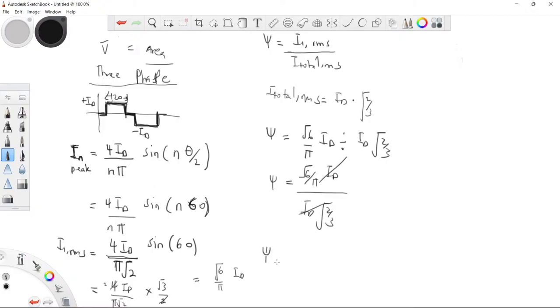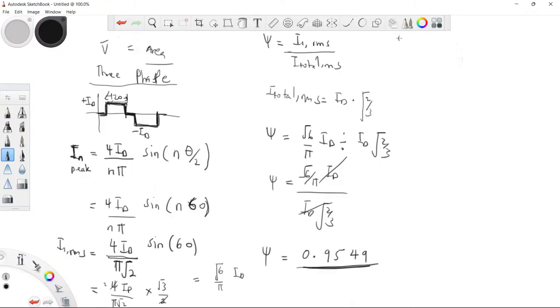So kindly do this. Do square root of 6 over pi over square root of 2 over 3. You get 0.9549. If you remember, the distortion factor for the three phase is given by 0.9549. And this is for three phase.